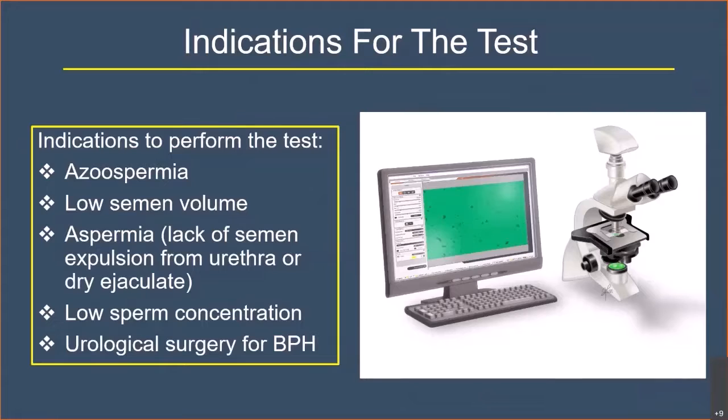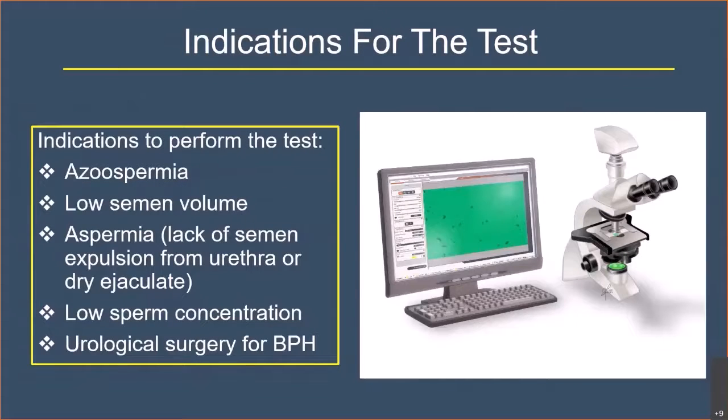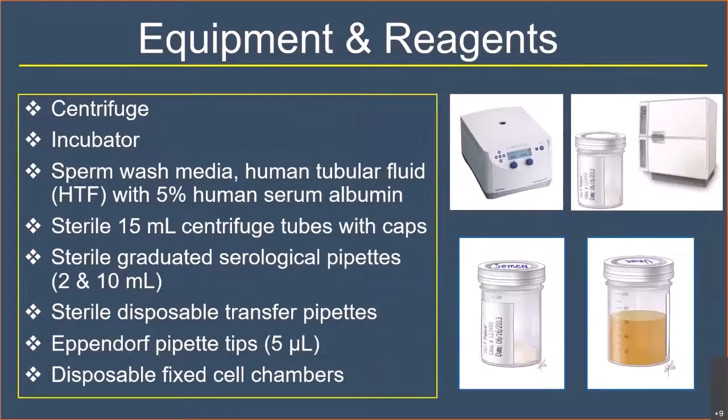Indications for the test are, firstly, azoospermia. The lack of presence of sperm is an important indication for performing this test. Second is low semen volume. Thirdly, aspermia, so lack of antegrade ejaculation or lack of semen expulsion from the urethra, or a dry ejaculate, is an important indication. Low sperm concentration. And the last is urological surgery for benign prostatic hyperplasia, which is known to lead to retrograde ejaculation. On the right side is the phase contrast microscope. The equipment and reagents.